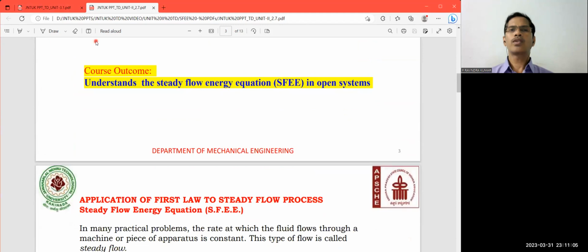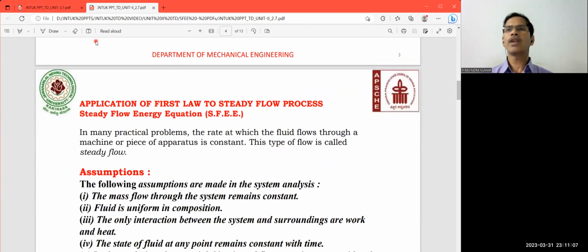But before going to that, what is meant by steady flow? Steady flow means the rate at which fluid flows through a machine or piece of apparatus remains constant. This type of flow is called steady flow, right? The unsteady flow energy equation is also there, but that will be applicable for higher studies. At the BTech level, the steady flow energy equation has to be studied.